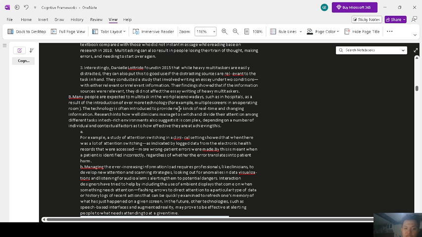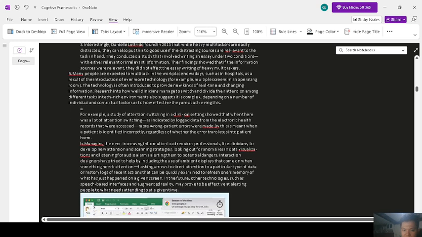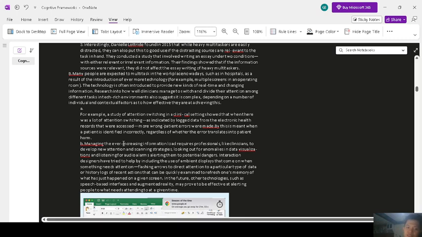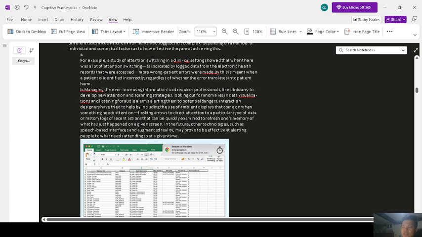Many people are expected to multitask in their workplace, such as in hospitals, as a result of the introduction of ever more technology, for example, multiple screens in an operating room. The technology is often introduced to provide new kinds of real-time and changing information. Research into how well clinicians manage to switch and divide their attention among different tasks in tech-rich environments also suggests it is complex, depending on a number of individual and contextual factors as to how effective they are at achieving this. Again, it's about the salient information.